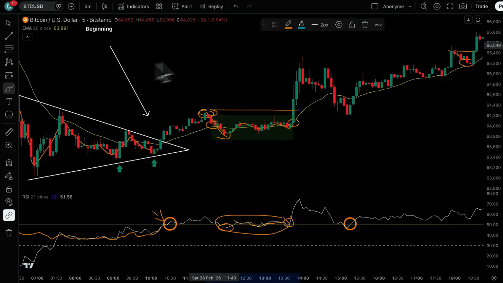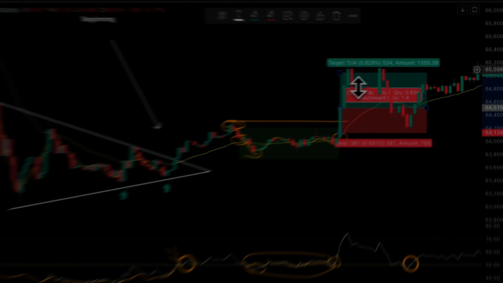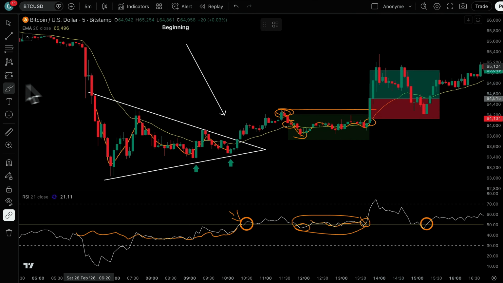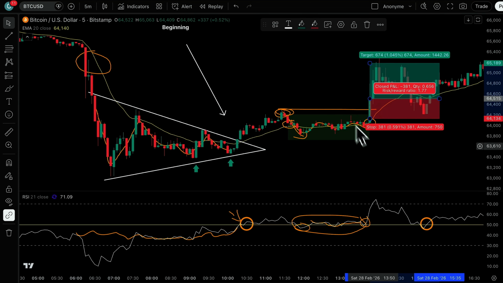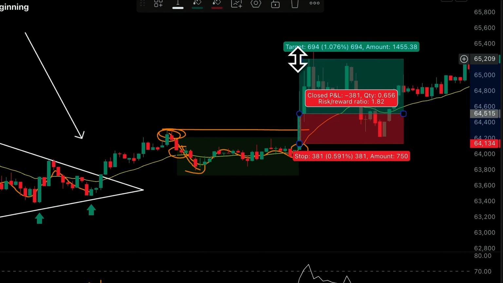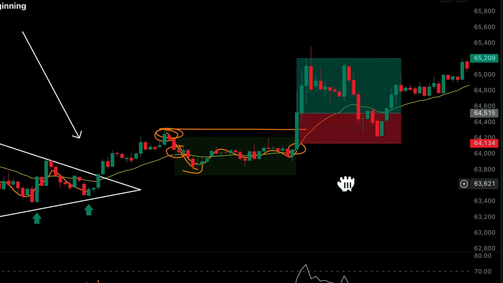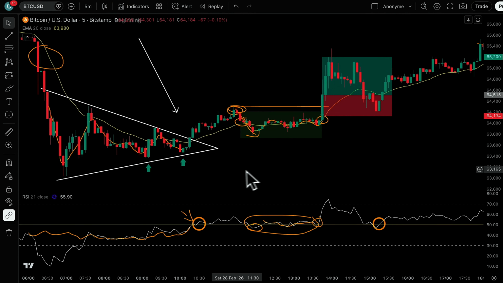So I don't hesitate and I take my second trade. And for the target, we'll aim for about this previous zone. We'll place our target roughly in this area. And here you can see we have a risk reward ratio of about 1.8, almost 2. So that's excellent. We're more than happy to take this trade.